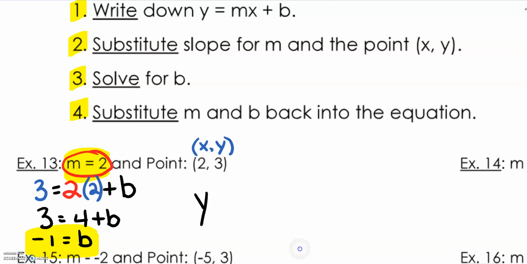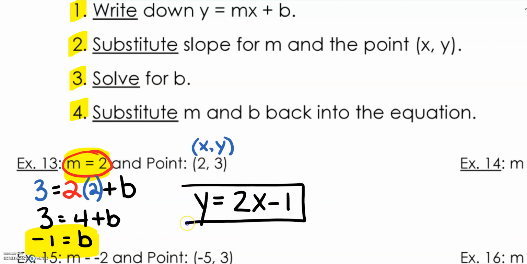So my equation is y equals 2 times x minus 1. Hopefully you're okay with that.